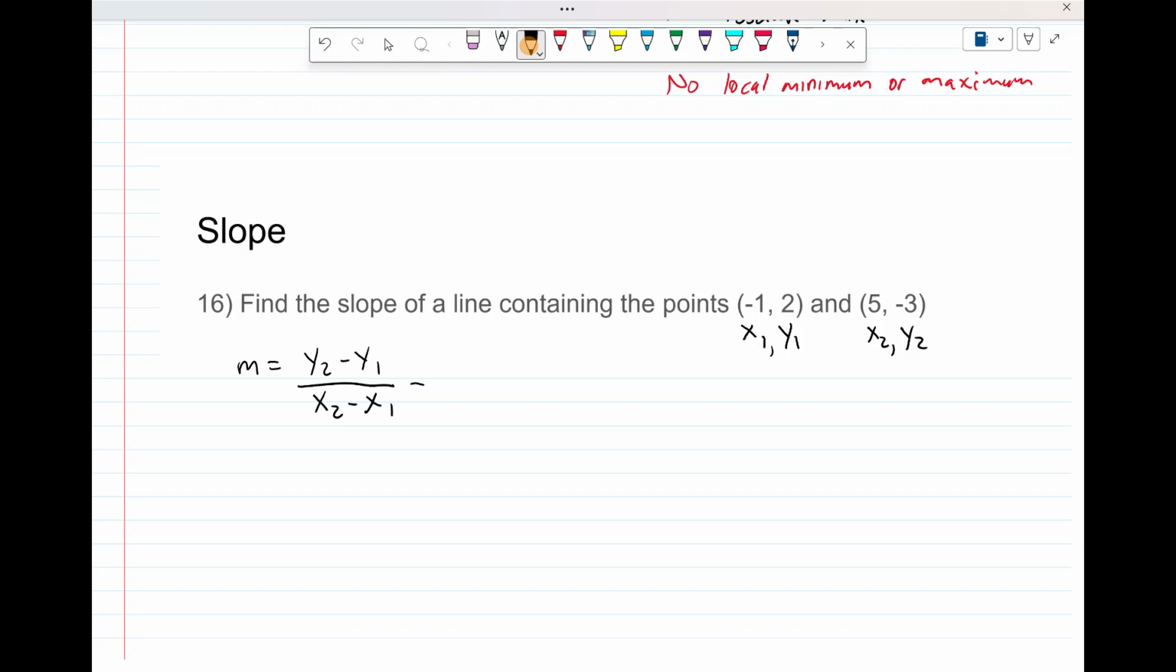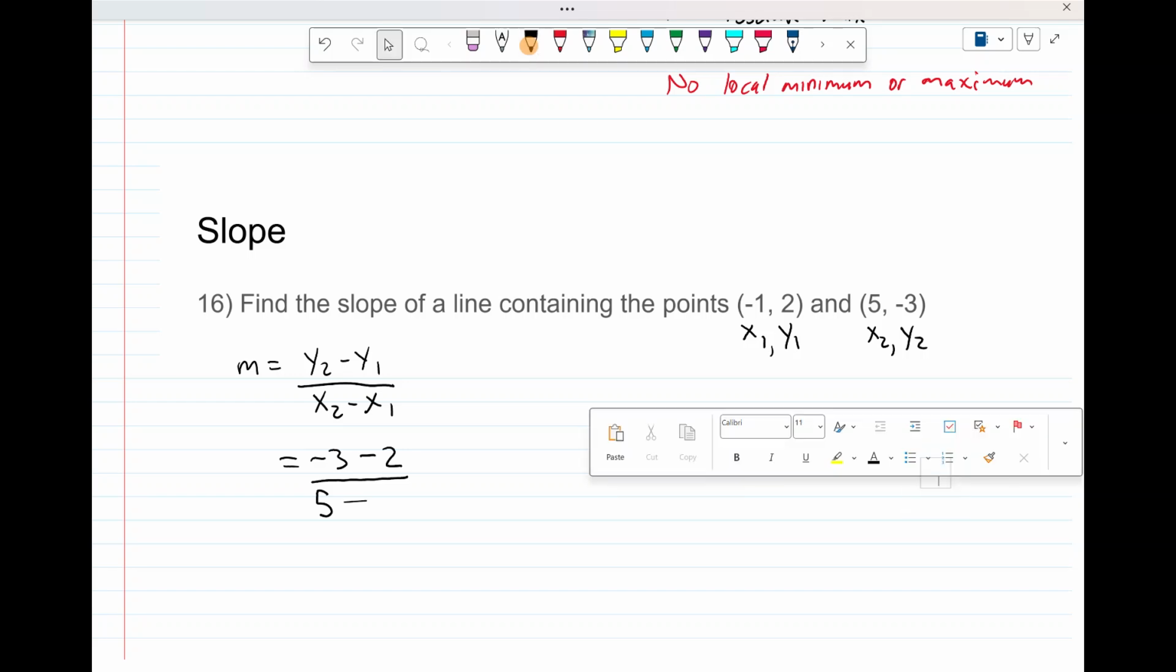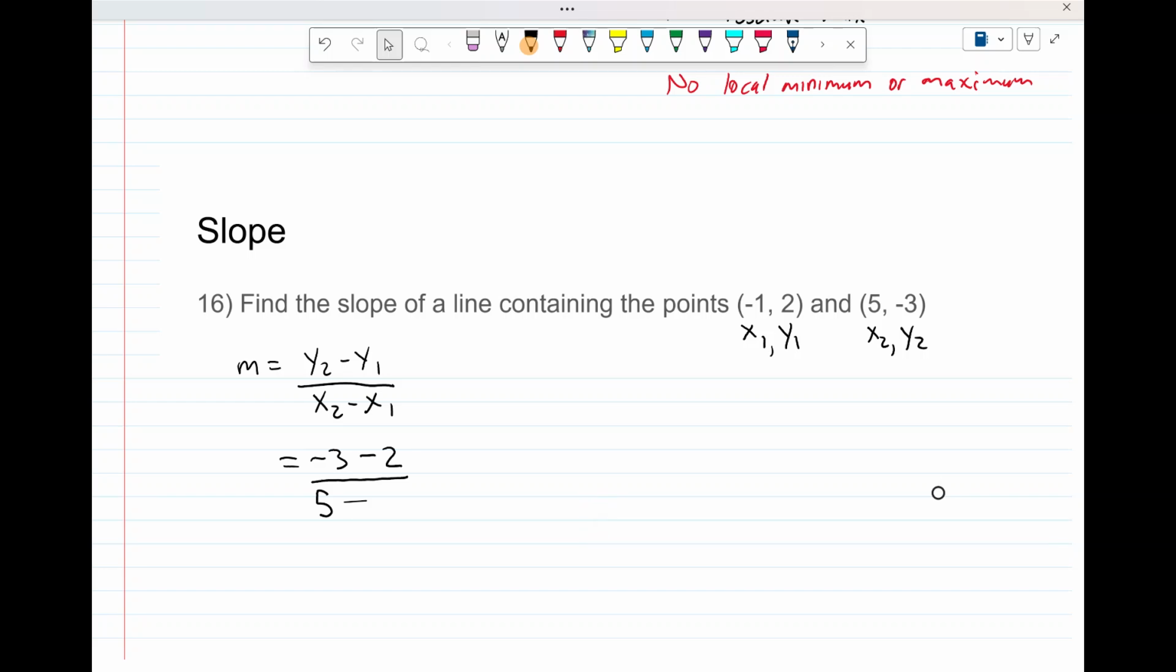I'm going to plug in these numbers. So the top is going to be -3 minus 2. And then on the bottom it's going to be 5 minus, and notice that my x1 is negative. The number one error people make when doing slope is if the second number after the minus sign is negative, you must make it a double negative. The number one error people make is they forget to do that.